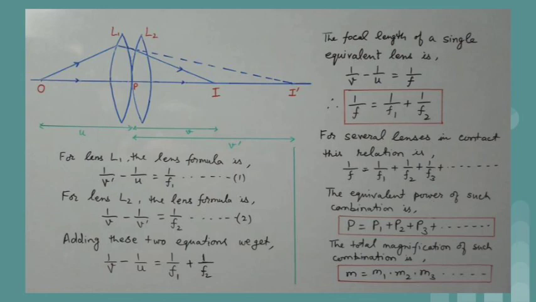The benefit of taking lenses in combination helps in getting desired magnification, and it also improves the sharpness of the image. The total magnification m of the combination is the product of the magnification of individual lenses, that is m is equal to m1 into m2 into m3 and so on.